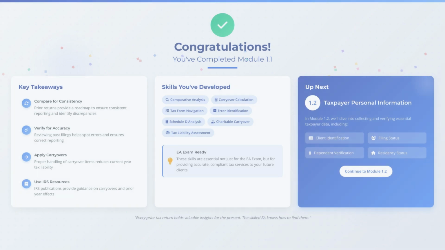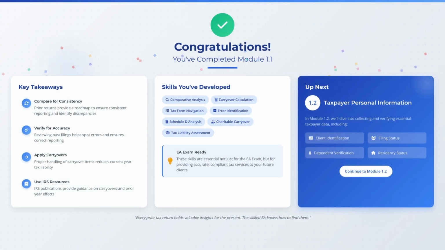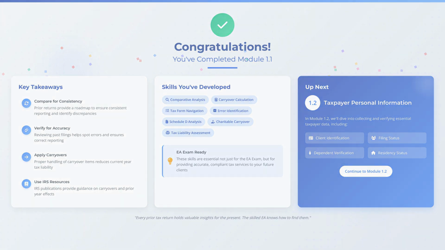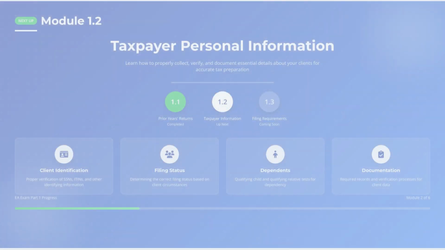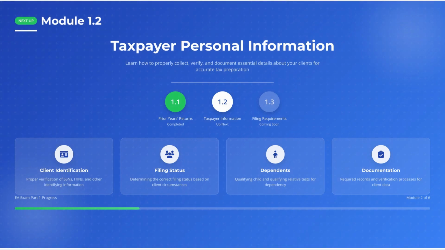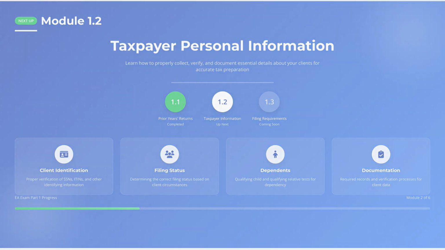That's a wrap for Module 1.1. You now know how to use prior year's returns to compare data, ensure accuracy, and apply carryovers like capital losses, NOLs, and credits. These skills are not only crucial for the EA exam, but also for real-world tax preparation. Keep practicing, and you're on your way to becoming an enrolled agent. In our next module, we'll cover taxpayer personal information. See you there. Next up, Module 1.2 Taxpayer Personal Information.